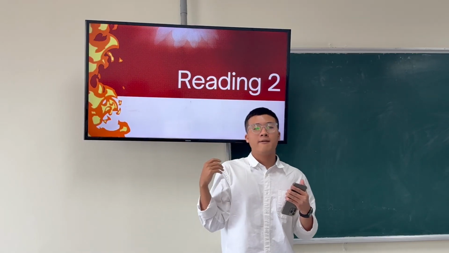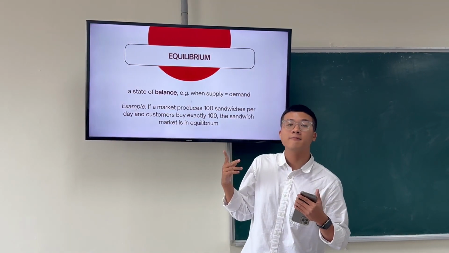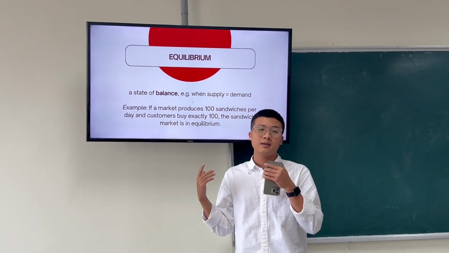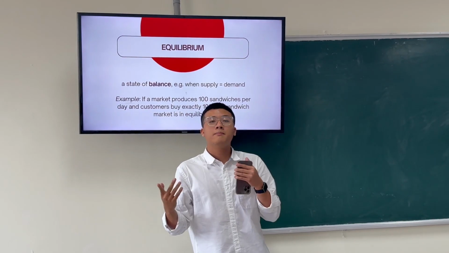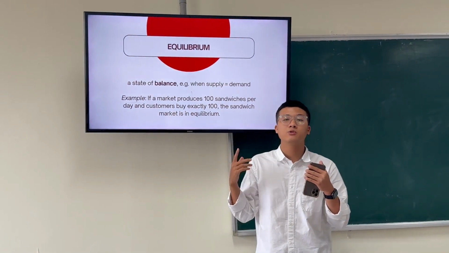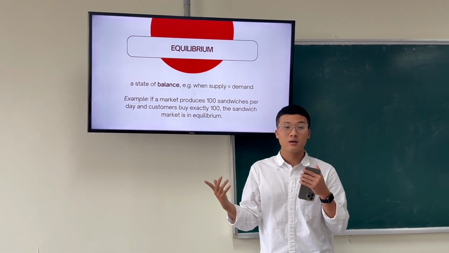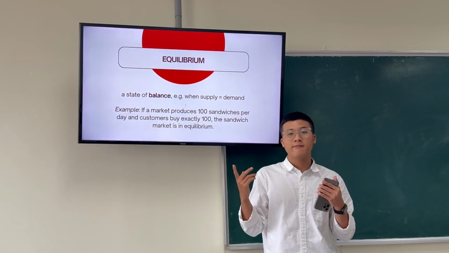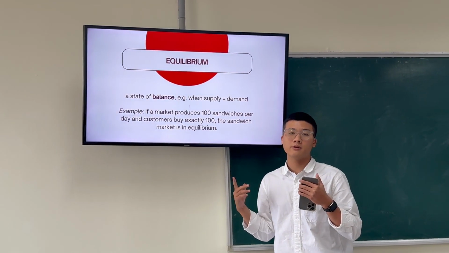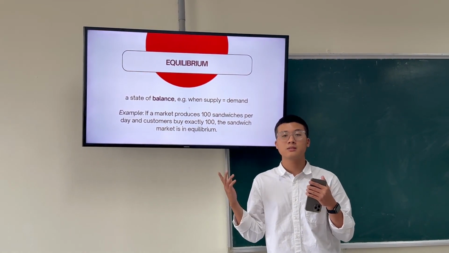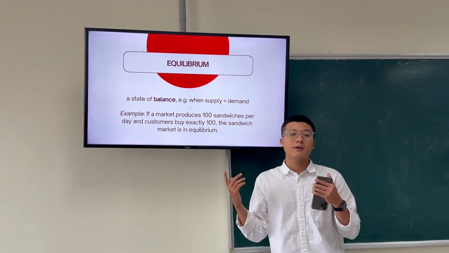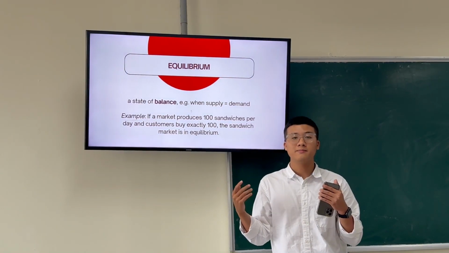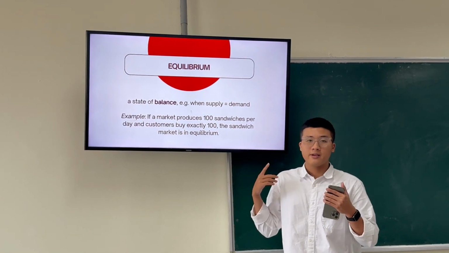First up, we have equilibrium. It is a state of balance, for example when supply is the same as demand. At equilibrium, there is no pressure for prices to rise or fall because buyers and sellers agree on the market price. For example, if a shop produces 100 sandwiches per day and customers buy exactly 100, the sandwich market is at equilibrium.